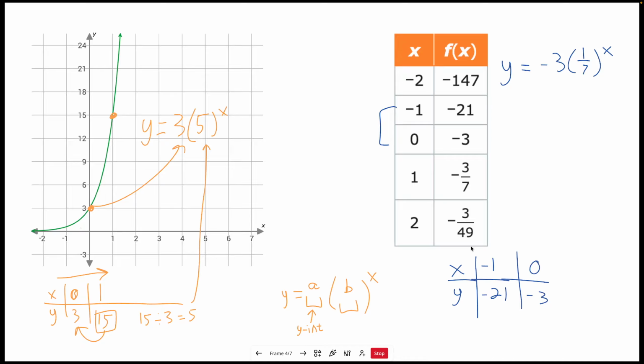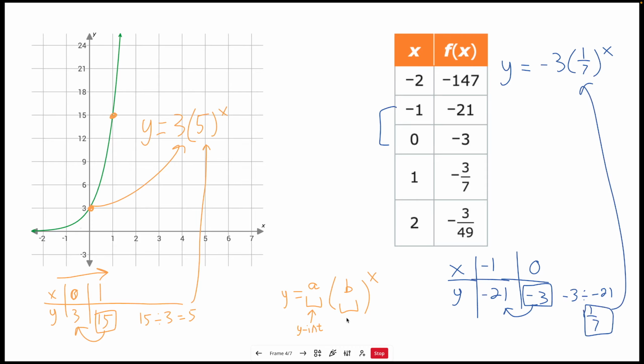All right, our x's are going up from left to right, right? -1, then 0 is going up, getting bigger, and they are separated by only 1 number, right? So we're good to go. So we take the y value on the right, and we divide it by the y value on the left. So we're doing -3 divided by -21, which gives us 1/7. And this is how they come up with the b value.